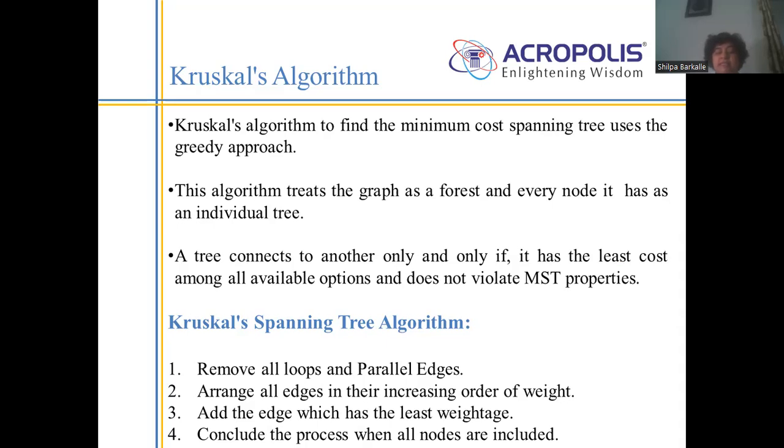We start with the edge which has the least weight. Once we have arranged the edges in ascending order, each time we will take the edge which has the lowest weight, and conclude the process when all the nodes are included. Once we have a connected graph, we will conclude the process. Even if some edges are remaining, we will just leave them be because we have already got our tree.